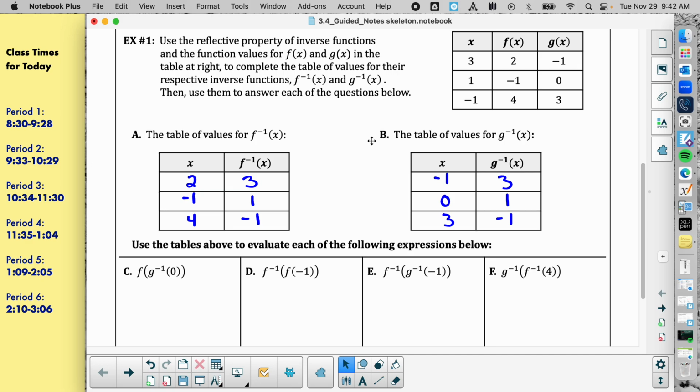So on C, what's the first thing you're going to try to figure out? The inverse at x equals 0. Perfect. Okay. So that is 1. Good. And then you do f of 1. That is -1. Perfect. I mean, that's kind of how you walk through it.